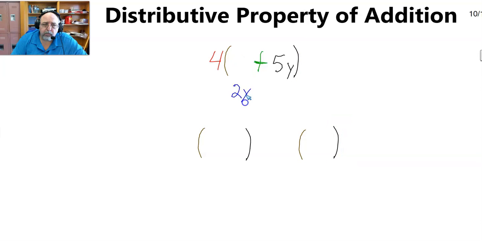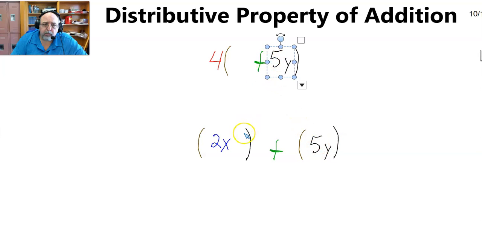I'm going to take my 2x and I'm going to put it in this parentheses. I'm going to take my 5y and put it in that one. And I don't want to leave out this. I probably need to put that back up so you can see what the original problem was. There we go. Just duplicate that over there. Okay. Now I have my 4.